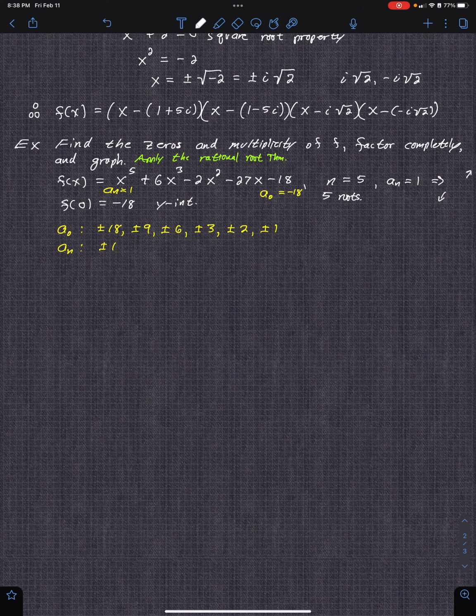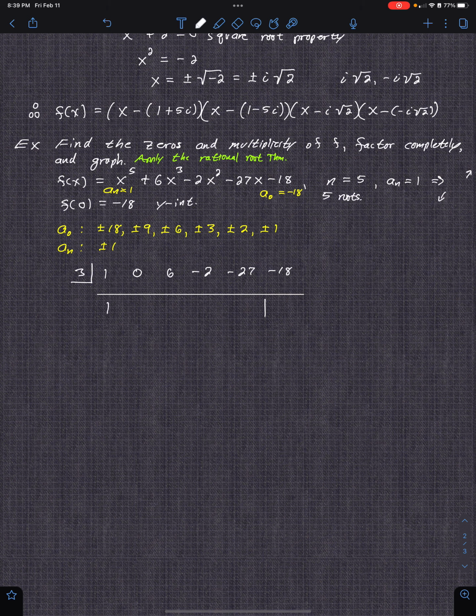Suppose we try 3. 3 seems reasonable. So let's try 3, applying synthetic division. So 1, missing term is 0, 6, negative 2, negative 27, and negative 18. So we don't know if that's going to work or not. Again, what are we looking for if it does, quote, work? 0 remainder, right? So if this is a 0 remainder, then yay, it worked. That means it's a factor and a 0. Okay, so that's what you're looking for.